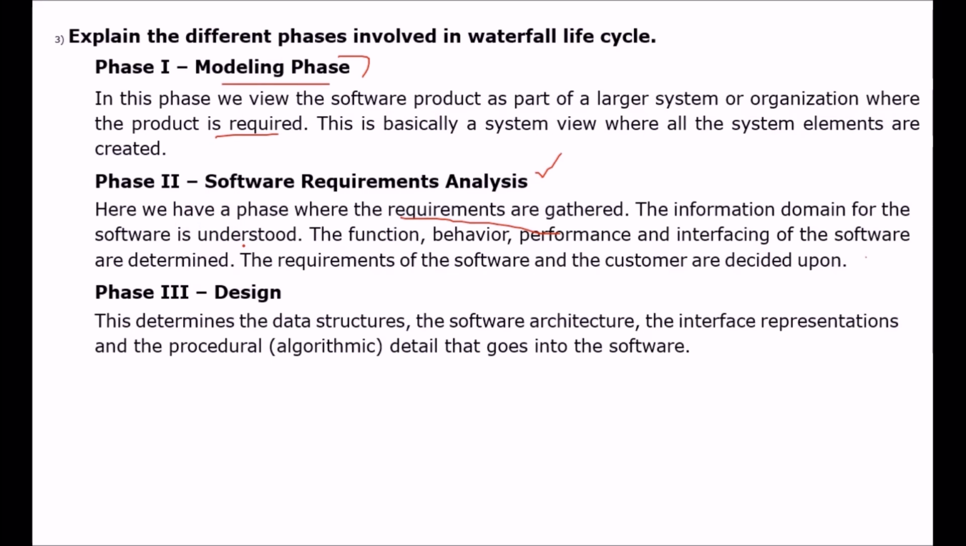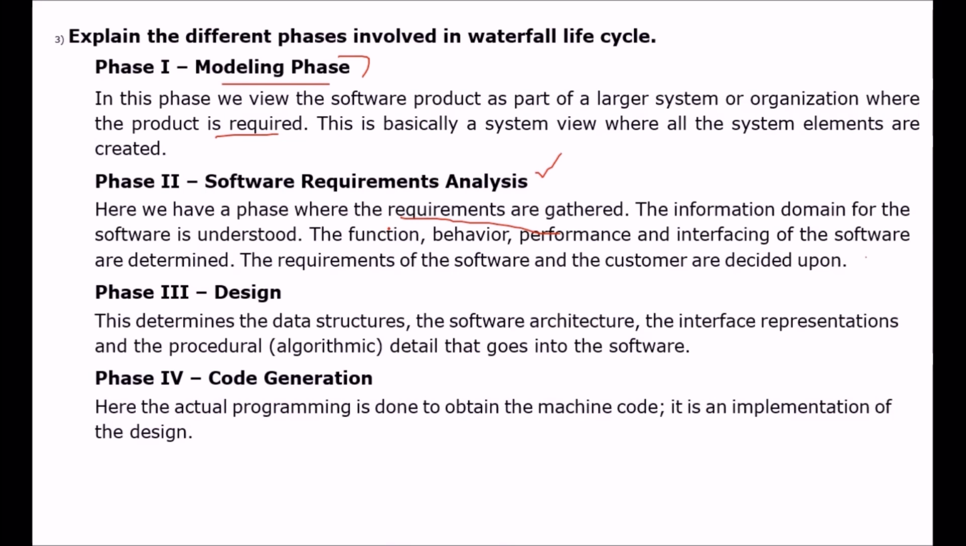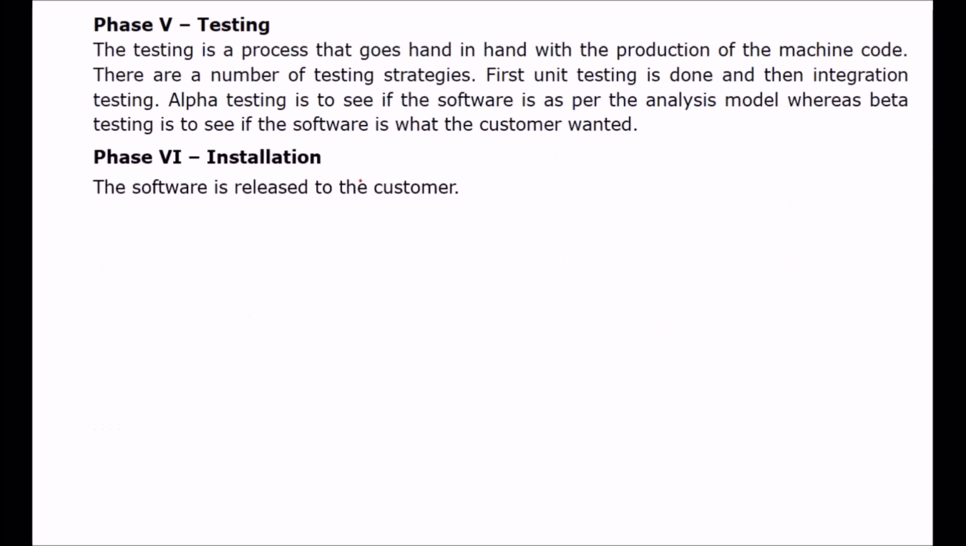Then comes the design phase. Here we define and determine the data structure, the software architecture, the software design, the interfaces, the modules, the procedures that will go into the software, and then the code generation. Based on this design, the code will be generated. Here the actual programming is done to obtain the machine code, and it is an implementation of the design, but in view of the SRS. See, the SRS is the Bible, because whatever the user wants, you have to give that particular thing, that software, to the user. Then comes the testing phase and then the installation phase.